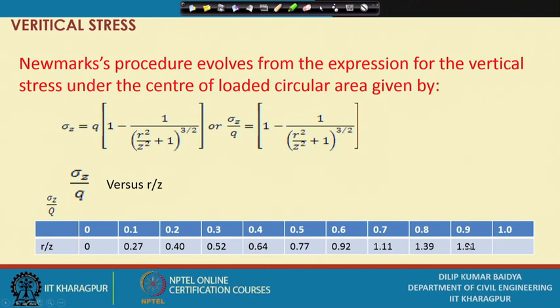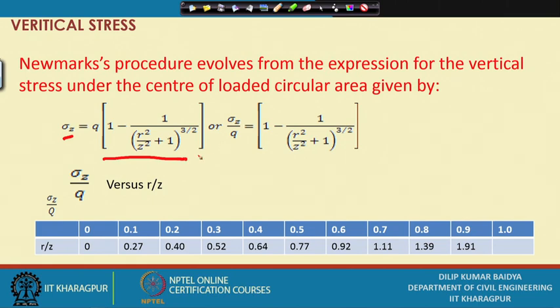Now, I will show some other aspects. If the foundation shape is irregular, then sometimes we will not be able to use the methods we have discussed. So, that is the point I will try to discuss now. The method we use for this is Newmark's influence chart. For this chart, whatever we already did for the circular loaded area is integrated, and finally we have got an expression: sigma z equals q times 1 minus this term.